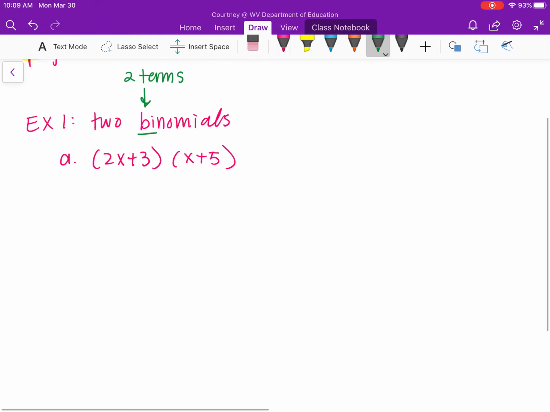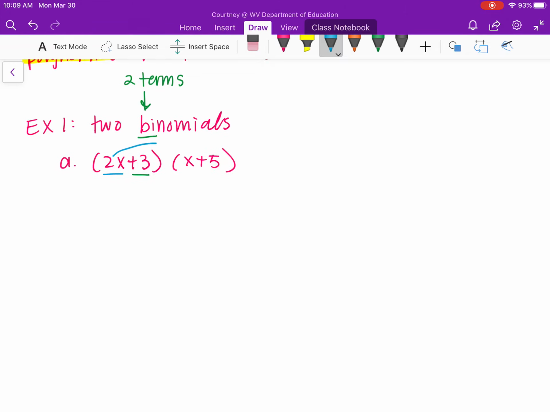Alrighty, so what I'm going to do is take my colors. This one's going to be blue, this one's going to be green. So I'm going to distribute. Just like I did before in the previous section, I'm going to distribute the 2x to this whole thing. Then I'm going to distribute the 3 to this whole thing. Okay, I'll show you one step at a time. First, I'm going to take my blue, and I'm going to say 2x times x is 2x squared. And then 2x times 5 is 10x.